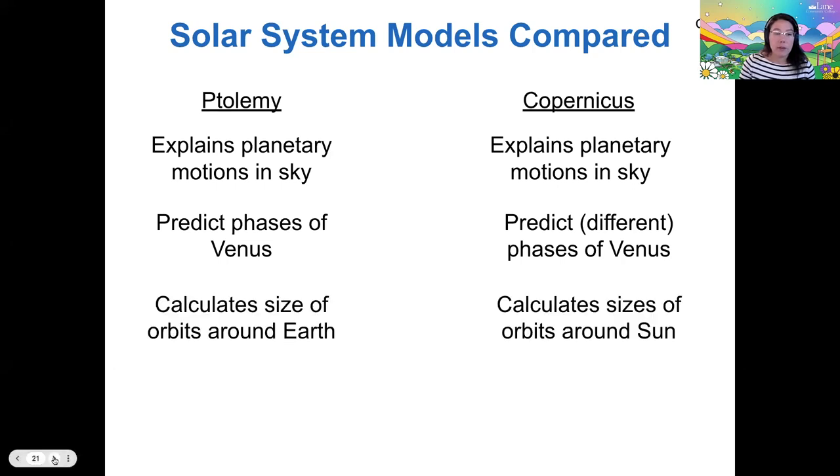And also, you could calculate the size of these orbits. And if there were some way to confirm those sizes, that would be another way that you could test the model.